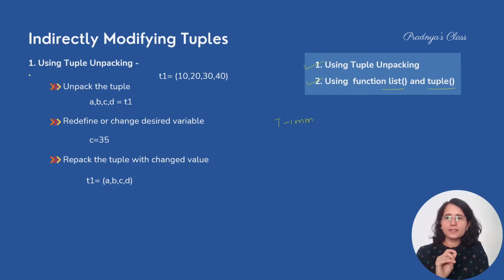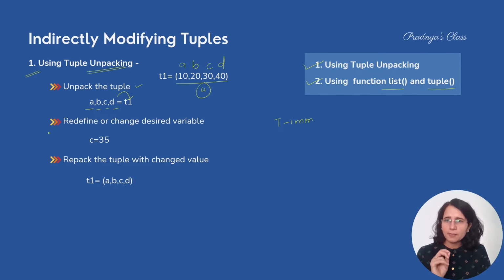Okay, let's discuss the first method using unpacking. So these are the three steps for that. First, unpack the tuple. So unpacking, you know how to do it. We create the variables based on the elements of the tuple. So here there are total 4 elements. So I am writing the 4 variables here and initializing it with tuple. So this is A now, this is B, this will be C, and this will be D.